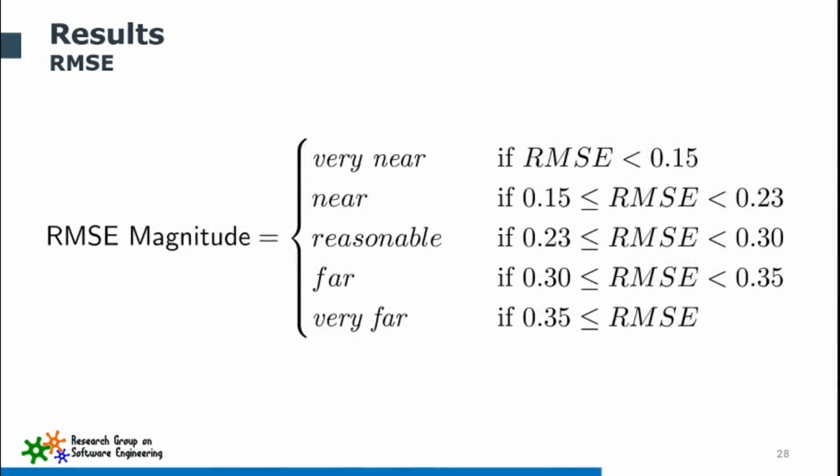In order to provide a better representation of the RMSE values, we defined an RMSE scale of magnitude. Such a scale shows the distance from the near-optimal solutions, where the very near category represents an approximated optimal performance, and the very far category represents solutions that are too far away to be useful and considered reasonable. The reasonable category represents the minimal acceptable performance.